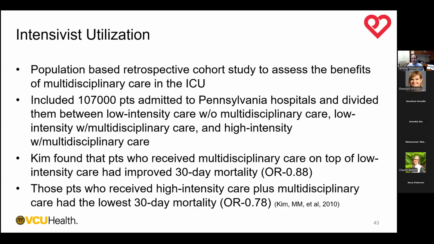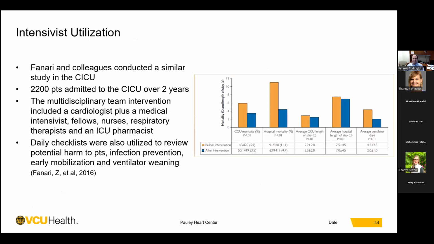They found that patients who received multidisciplinary care on top of low intensity, so the lower two categories, had a reduced mortality. And the lowest mortality, not surprisingly, was in the high intensity care plus other people helping out, including the allied professionals that I discussed.